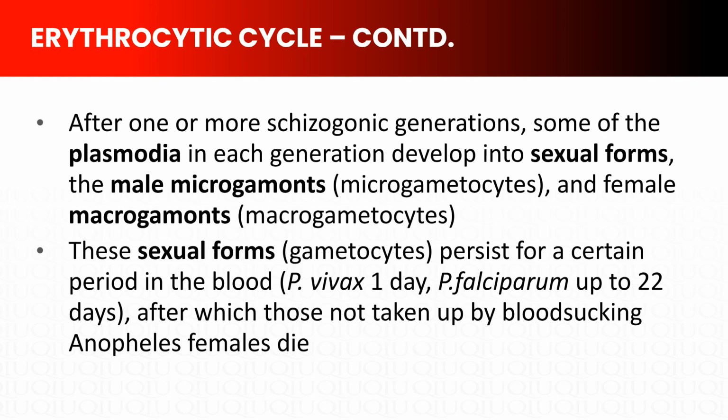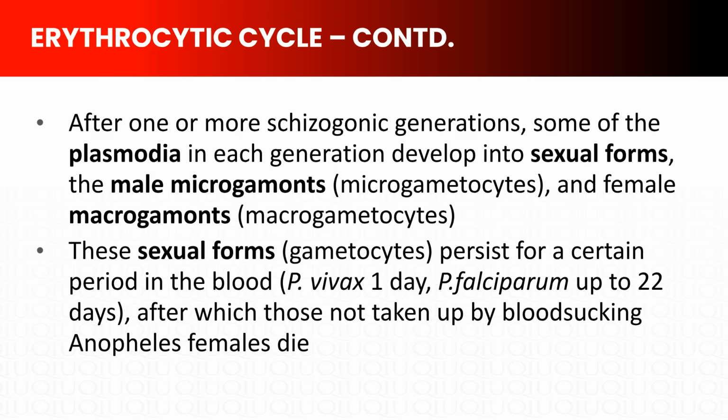After one or more schizogonic generations, some parasites in each generation commit to sexual development instead of continuing asexual replication. These develop into male microgamonts, or microgametocytes, and female macrogamonts, or macrogametocytes. These sexual forms persist in the bloodstream for species-specific periods, only 1 day for P. vivax, but up to 22 days for P. falciparum. If not taken up by a blood-sucking female Anopheles mosquito during this time, the gametocytes die.